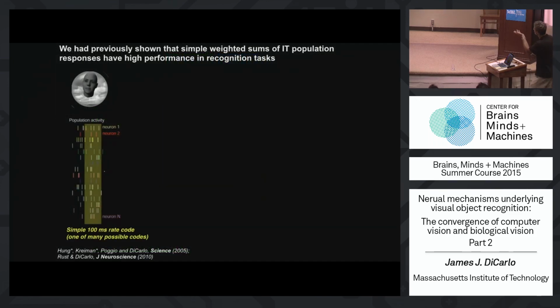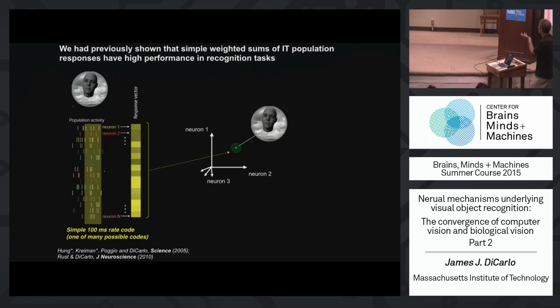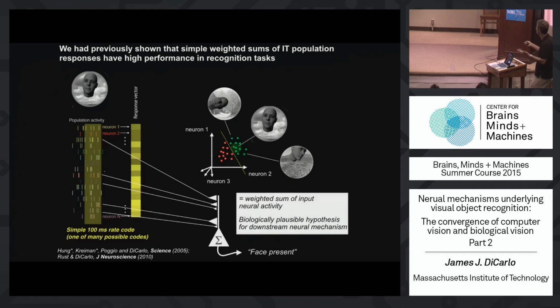So again, I'll briefly take you through this because I already showed you this earlier. We'd previously shown that you could take this kind of state space and say, hey, can you separate images of faces from non-faces using these simple linear classifiers, which are essentially weighted sums on the IT activity. And now we wanted to ask, could this predict human behavioral face performance and monkey, because again, they're very similar.